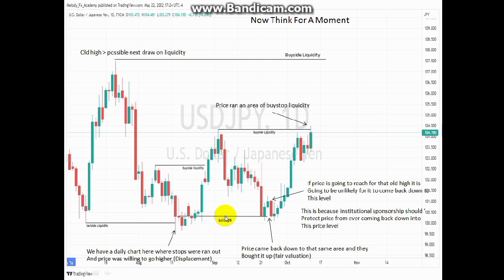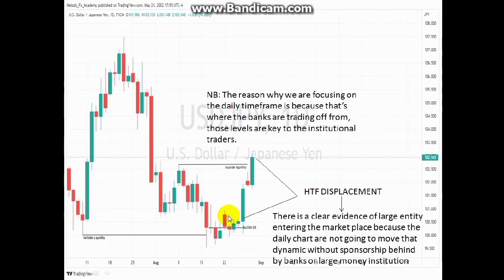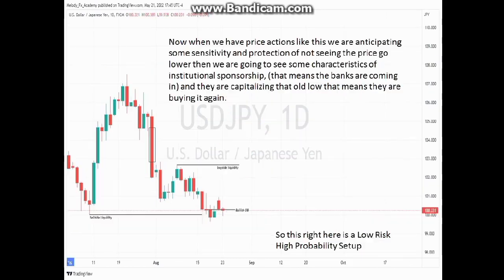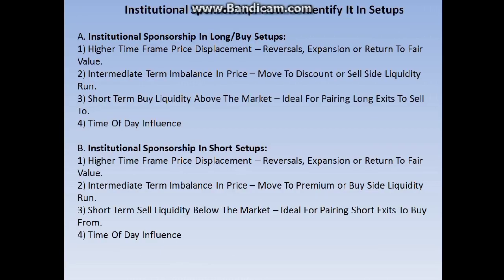How am I going to put it? This is more about how to identify when smart money are actively trading, how to identify institutional sponsorship, if they are currently sponsoring price and its movement in the marketplace right now. These are a few of the ways we know, and we have outlined them right here.